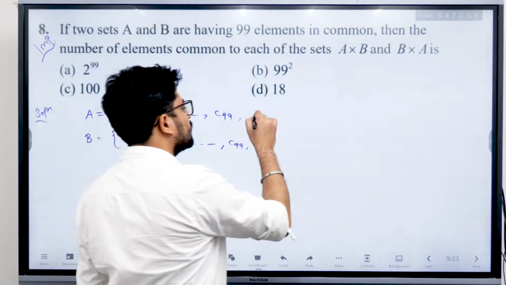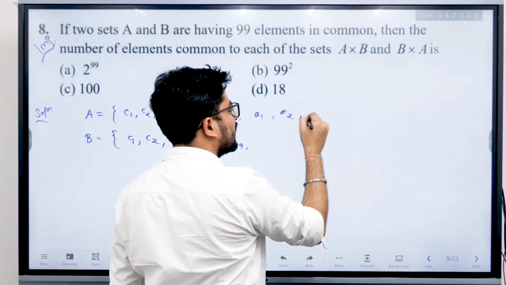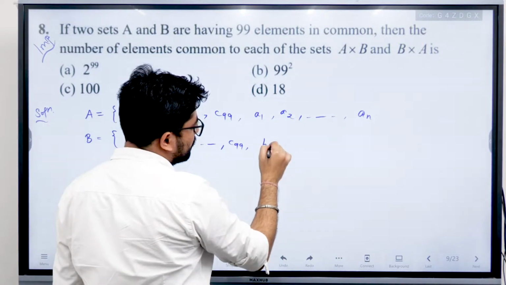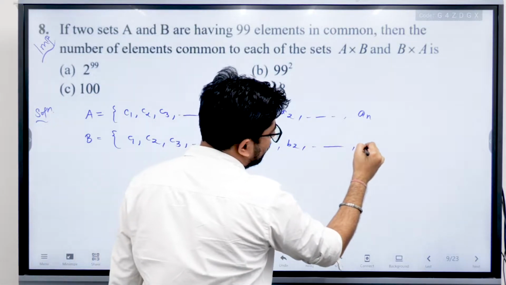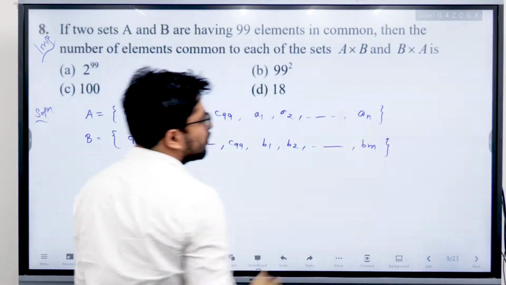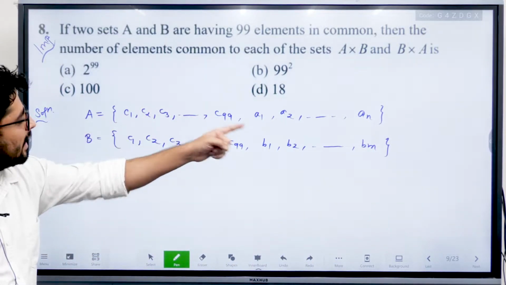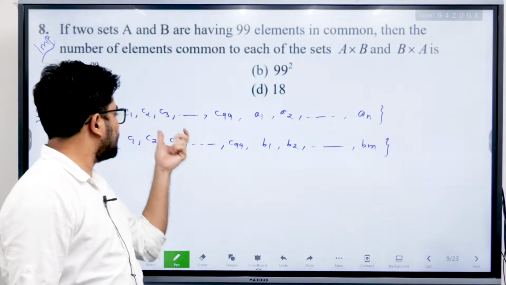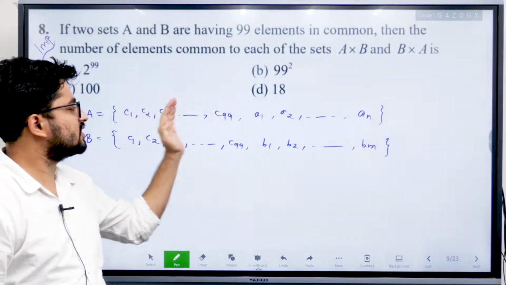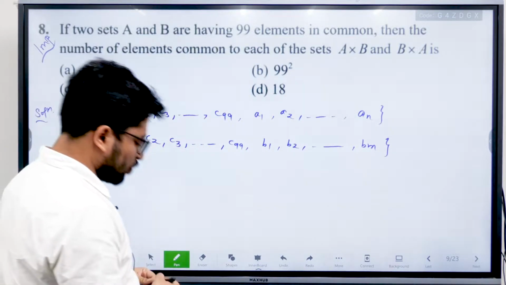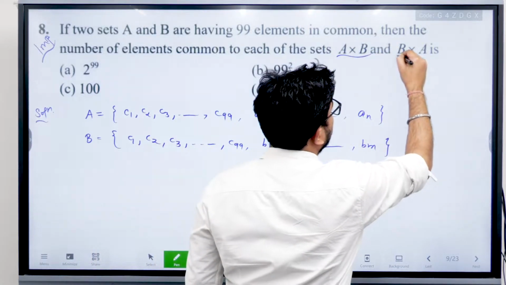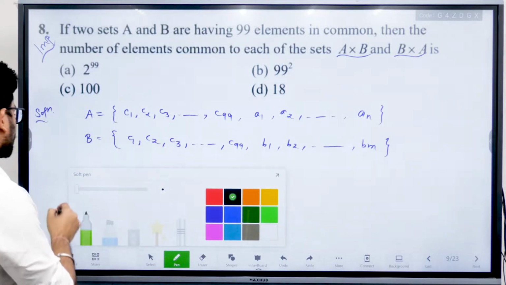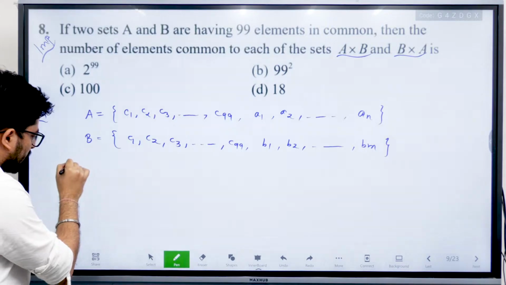So let's say you have some other elements in A: A1, A2 and so on till An. And you have more elements in your B set, say B1, B2 till Bm. So the total number of elements in A is n + 99 and in B is m + 99, where A and B contain 99 elements in common, C1, C2 till C99. Now we have to find the common elements in A × B and B × A. So let's form the set A × B.